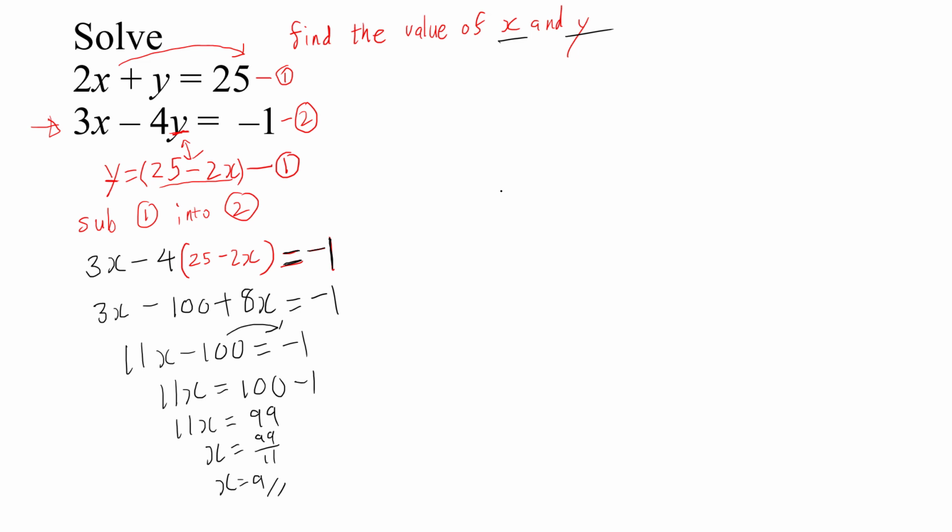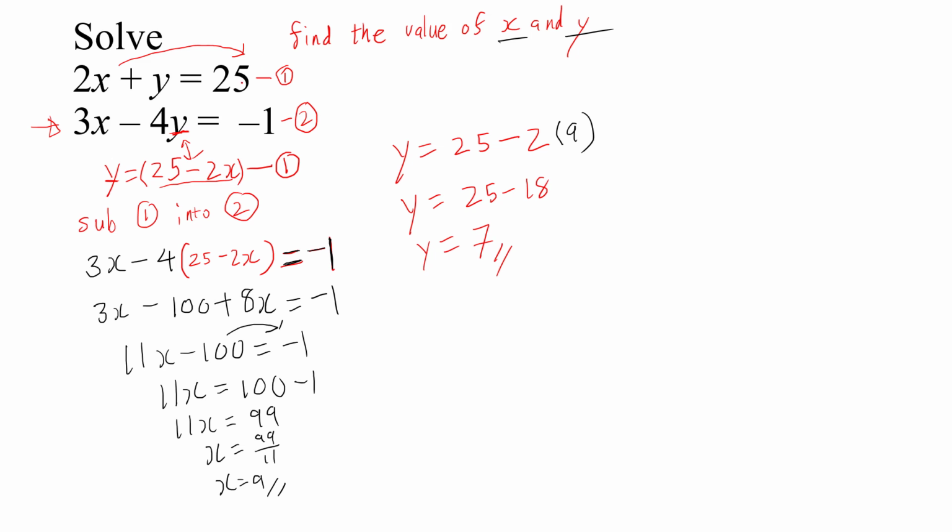So how do I find y? Since y is equals to 25 minus 2x, and I found x to be 9, y will be equals to 25 minus 18, y will be equals to 7. So this will be my answer. x equals to 9 as well as y equals to 7. As simple as that.